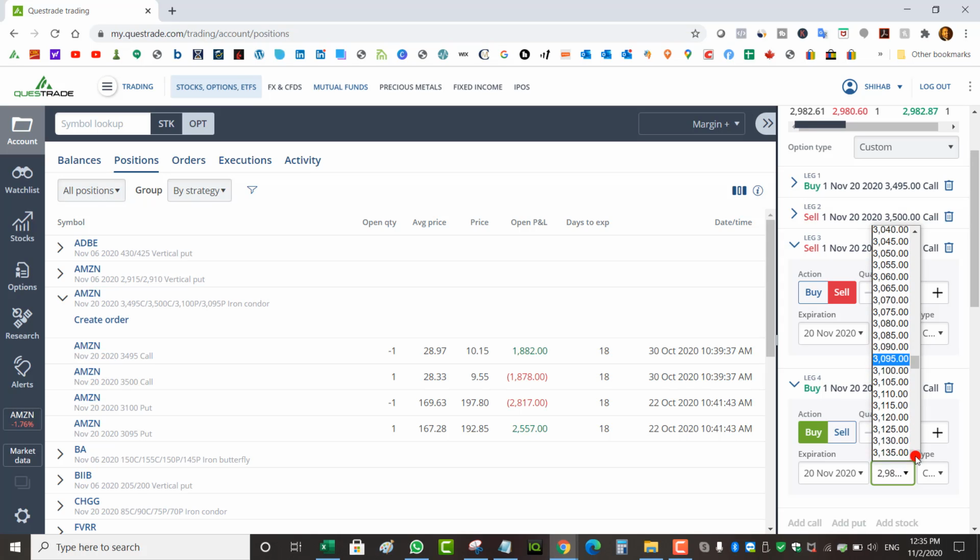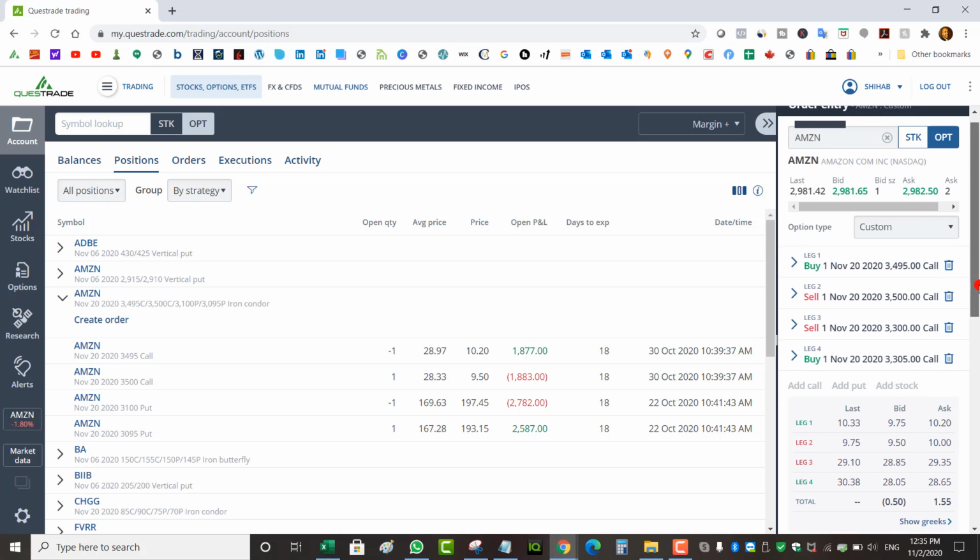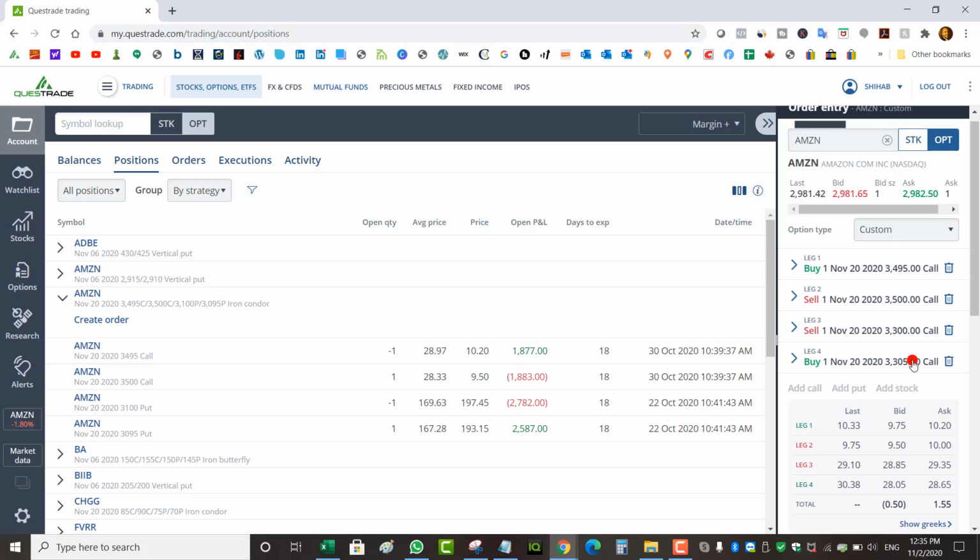So I said 3,300 would be my short call, so 33.05 would be my long call. Short means selling, long means buying. So 33.05. And then you could see here that to close my old call spread and to sell a new call spread a little bit lower, I'd collect about $1.55 minus 50 is $1. So I'd collect about 50 cents to do that.